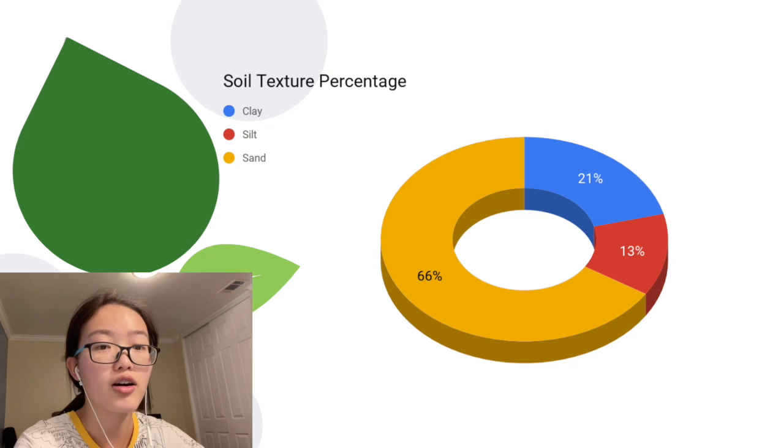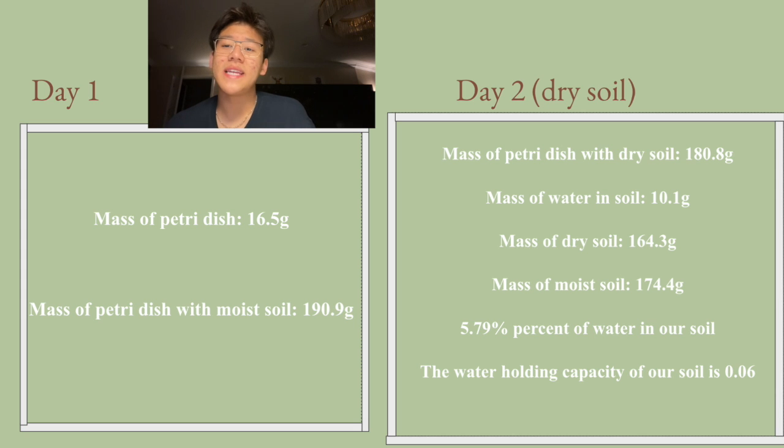sand in our dirt. Here are some of the data that we collected over the span of 2 days, including the mass of the moist and dry soil sample. The amount of water originally in the soil was 5.79%, and the water holding capacity of our soil sample was 0.06, which is a small number, so our soil does not really have a great capacity to hold water.